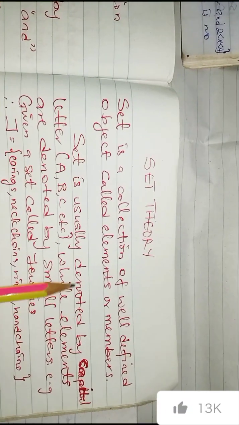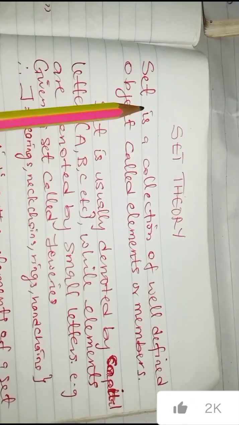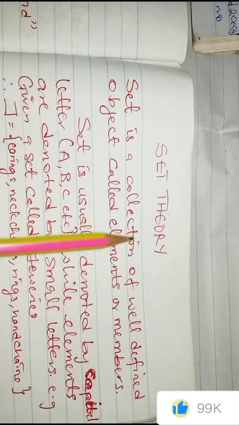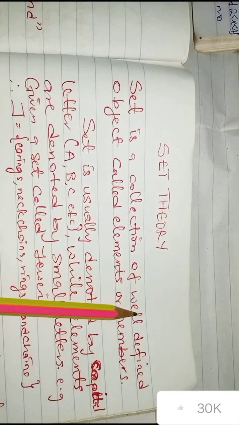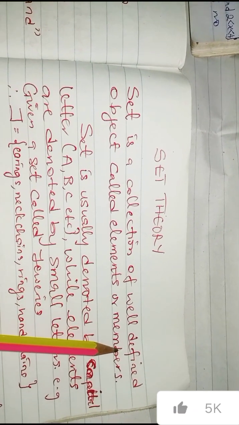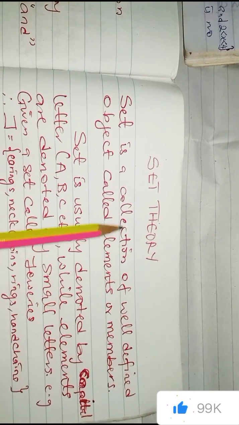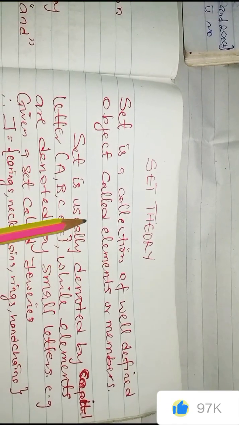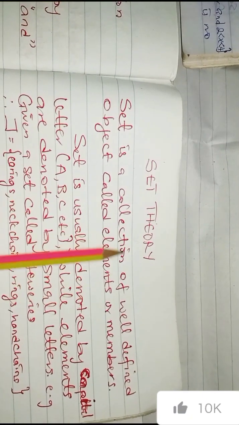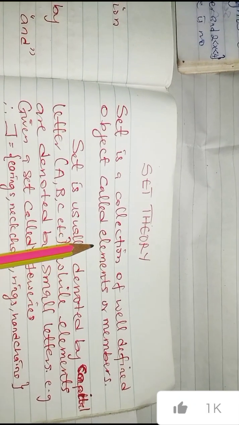There are facts about sets we'll look at, but let's quickly look at the definition of a set. A set is a collection of well-defined objects called elements or members. Take note of the words collection and well-defined. If objects are not well defined, we can't call it a set. For example, you have your knife, your fork, your spoon. All these are known as cutlery. So we can say that cutlery is a set because it contains well-defined objects.